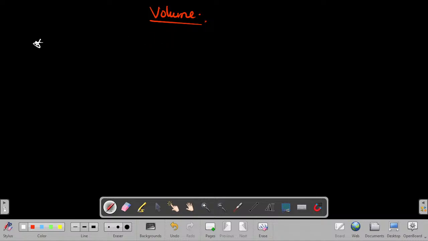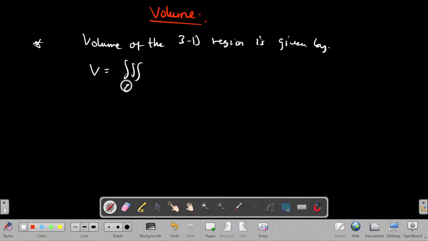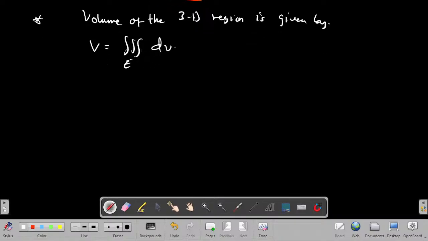As simple as that. So we say that the volume of the 3D region is given by V, the triple integral over a certain region E dV. As simple as that. Just find the triple integral over the region, then dV, where dV is any order of dx, dy, dz.